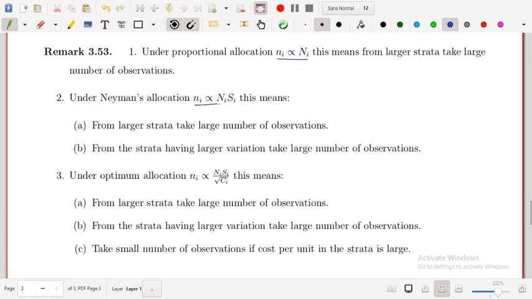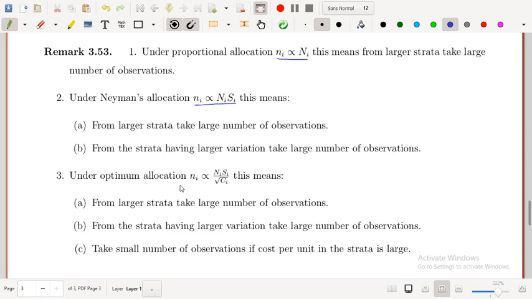In Neyman's allocation, ni is directly proportional to NiSi. This means from larger strata take a large number of observations. And this Si, consider this as a variance. So from the strata having larger variation take a large number of observations. Suppose in a strata there is a large variation, so from that strata we have to take a large number of observations.